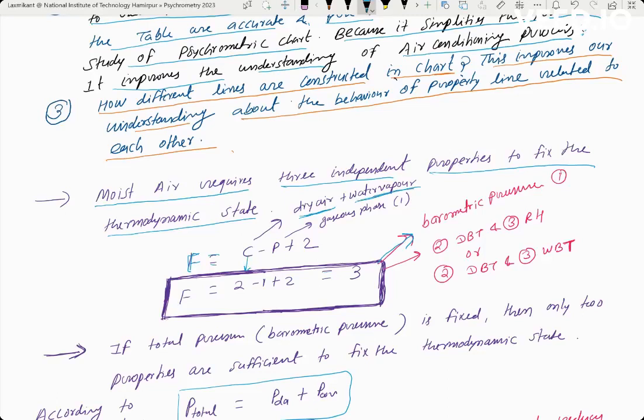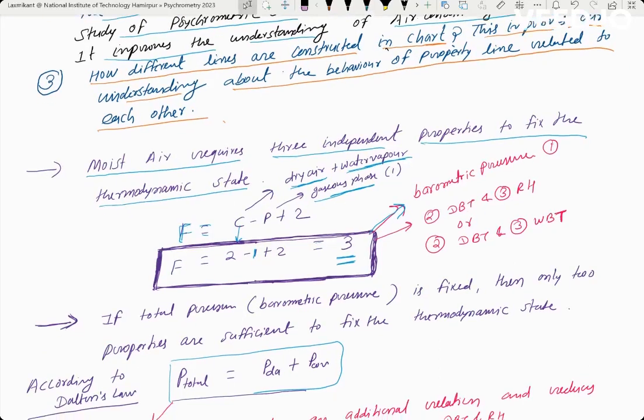So two components. The number of phases will be 1, because we have only the gaseous phase: water vapor and dry air are both in the gaseous phase. So the number of independent properties required to fix the moist air state is 3. So what are these three properties? The first property is barometric pressure. This pressure is the pressure exerted by the air column at a particular location. So this property is required first.